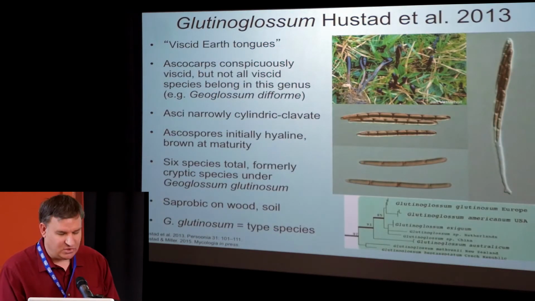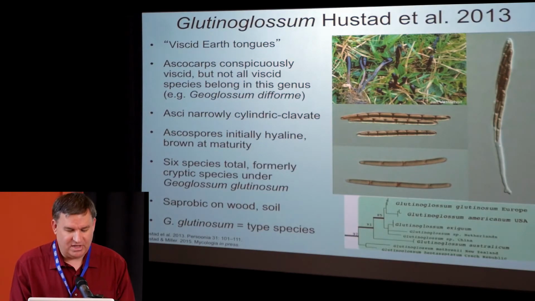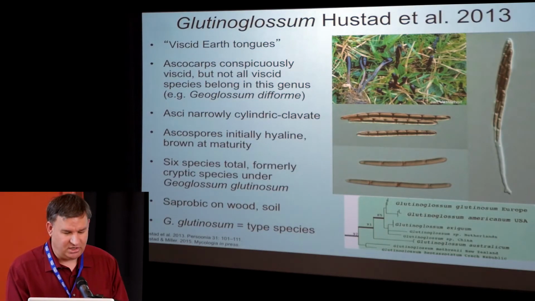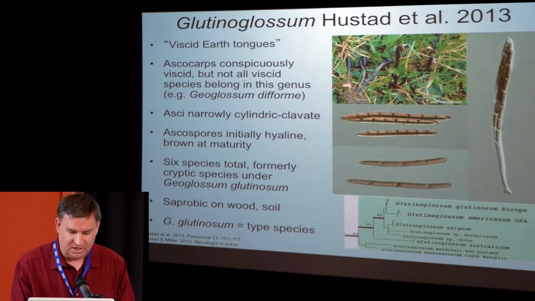And then Vince also described Glutinoglossum in 2013. These are the viscid earth tongues, hence the name Glutinoglossum. They're conspicuously viscid.